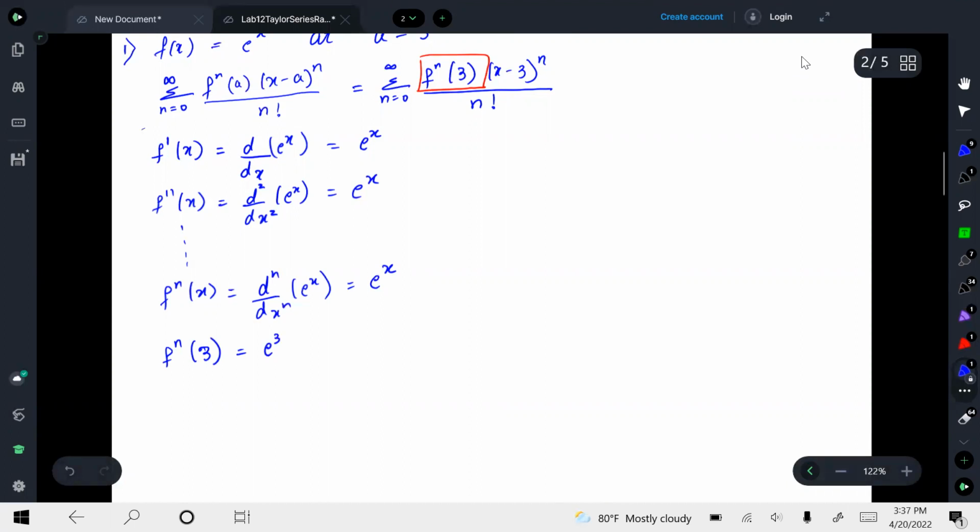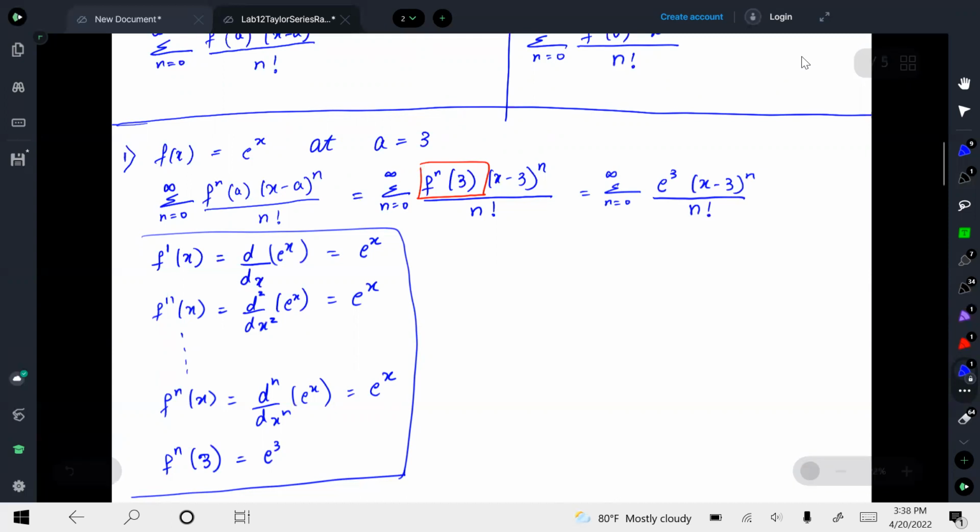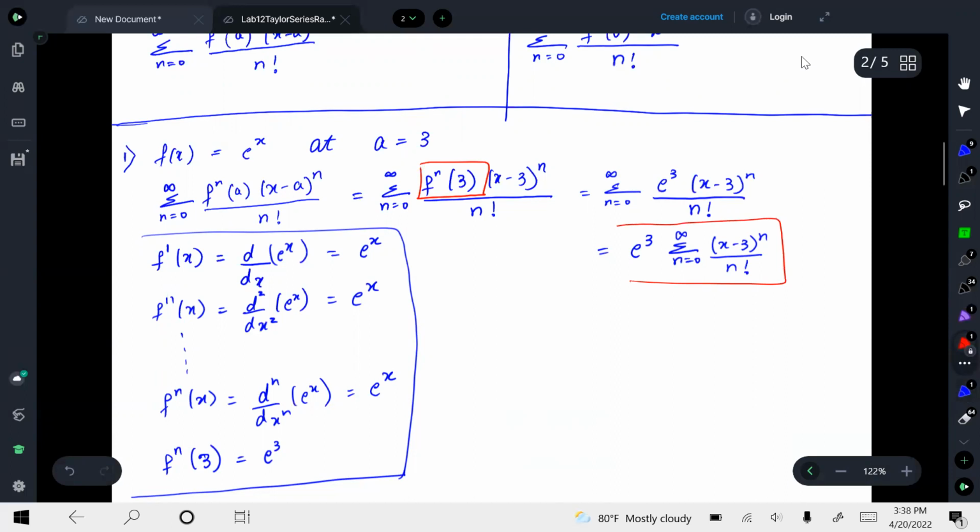Now you will plug in whatever you have got here, equal to summation n equal to 0 to infinity, f to the power of n of 3, which is e to the power of 3, into x minus 3 to the power of n divided by n factorial. So finally, you can write the series in this form. You can just bring the exponential outside the summation because it doesn't depend on the term n. You can keep the rest of the terms inside the summation. So this is your final answer.